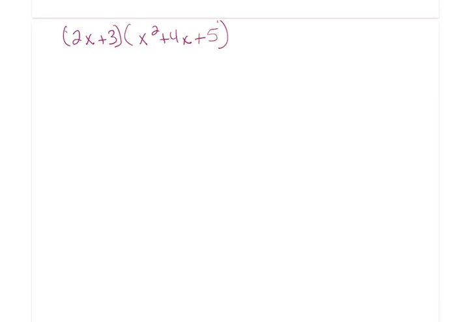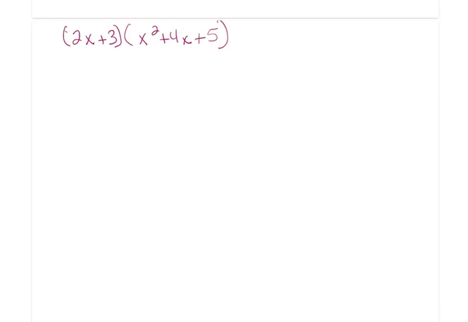So here we have a binomial times a trinomial. When we go to use our distributive property, we have to make sure that we share with everybody. So there's 3 different ways to kind of do this problem. It goes back to that personal preference.